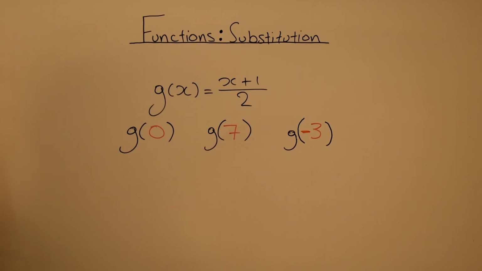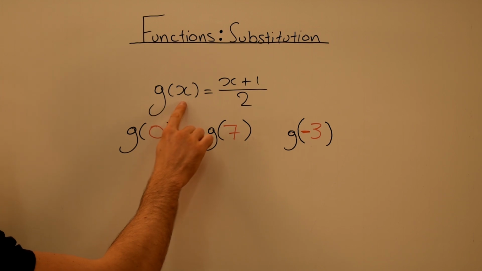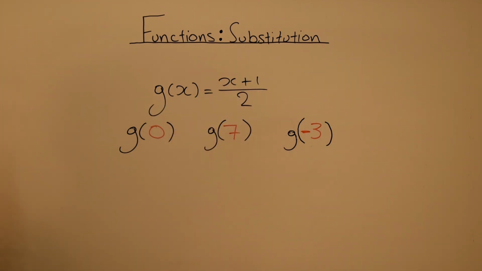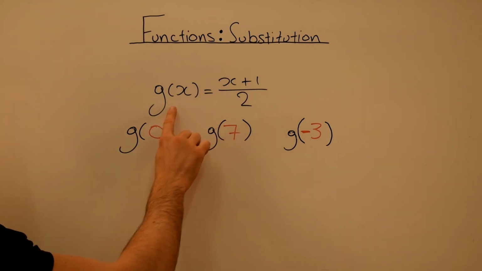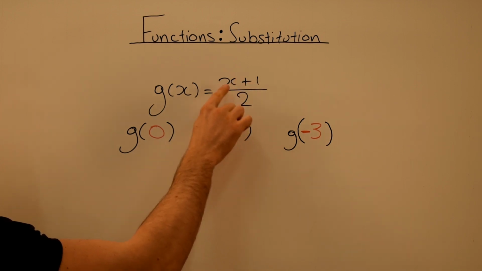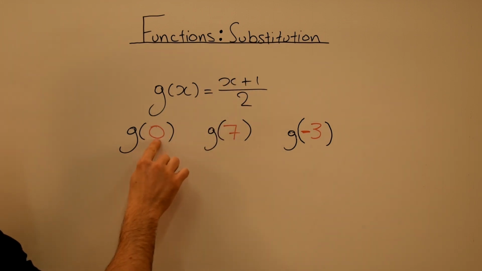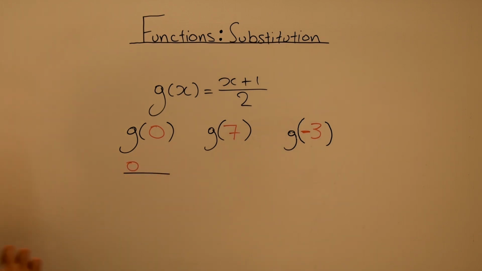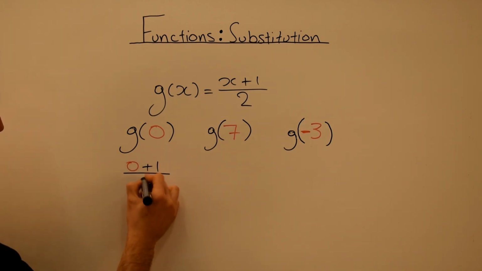In this second example, we have been given the function g of x equals x plus 1 over 2. The first question is, what is g of 0 equal to? To answer this, we'll go back to the formula for the function, which is g of x equals x plus 1 over 2, and we'll simply replace x with 0, which is the number inside the brackets. So instead of x plus 1 over 2, we will simply have 0 plus 1 over 2.